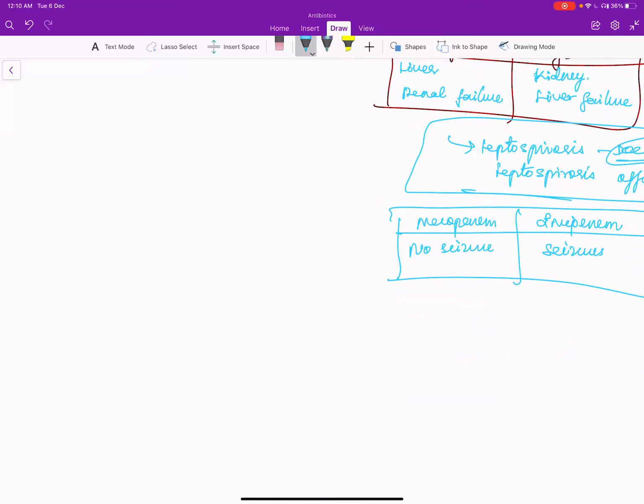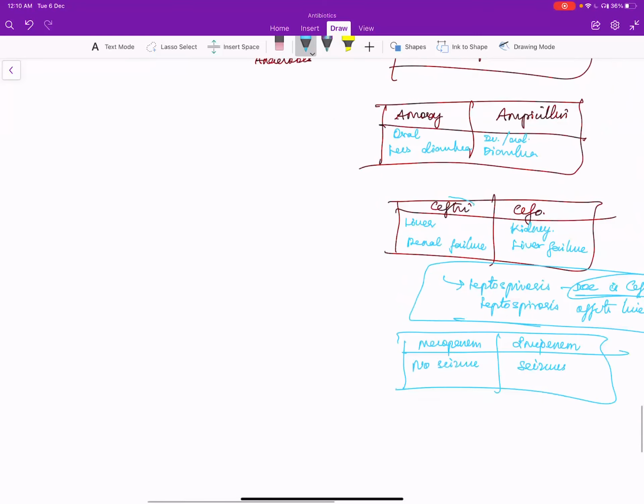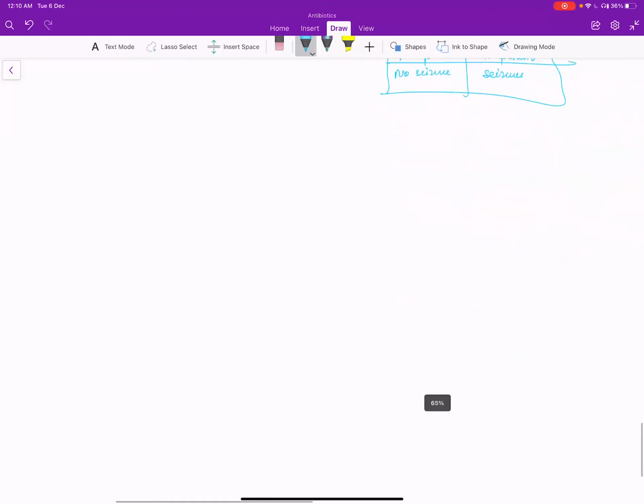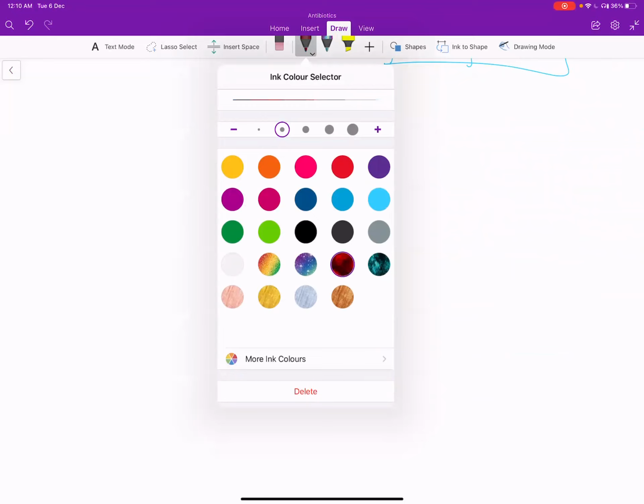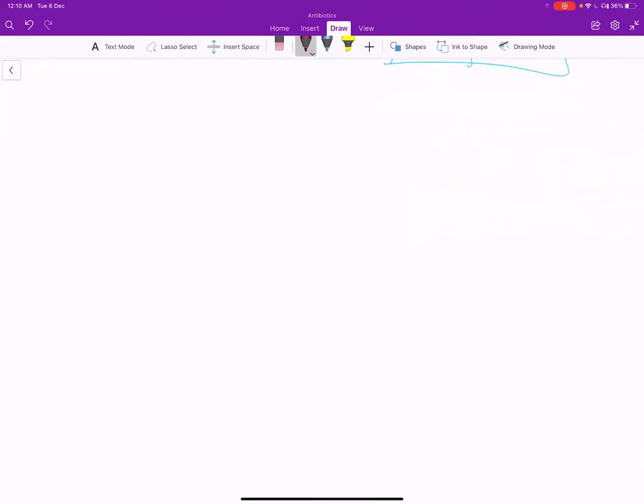Sir, one more doubt. Is there a difference between piptaz and meropenem? No difference. If piptaz is not working, we have to go for meropenem. That is why, based on many trials, meropenem was found to be better. Okay. Now another small difference.